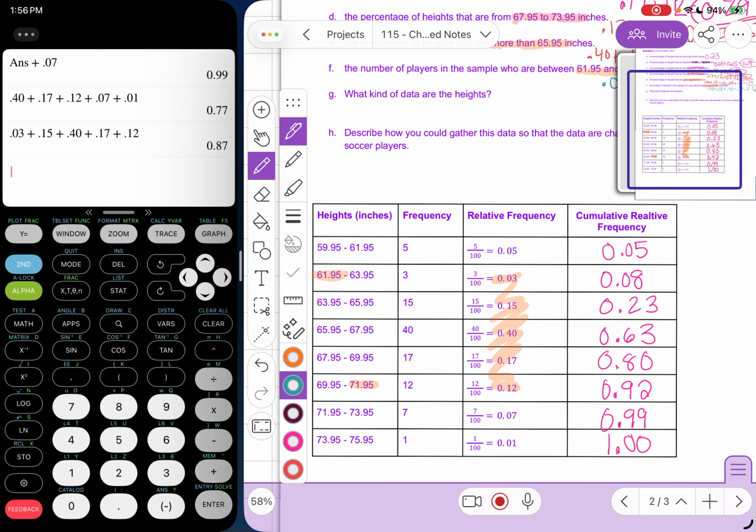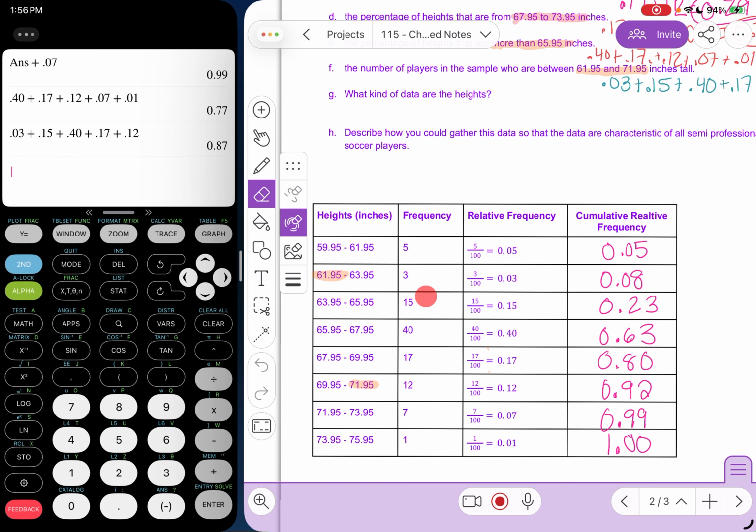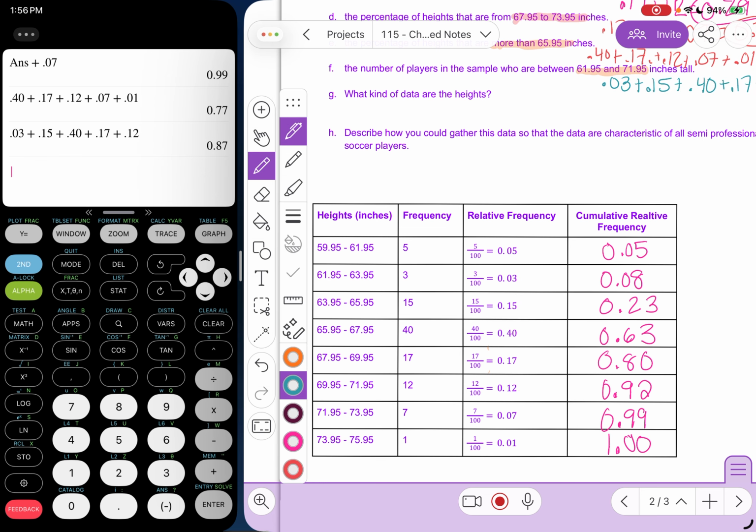All right. Now it says, what kind of data are the heights? So they're numbers. So we're going with quantitative. And there's all kinds of decimal points. It's height, so it's measurement. So that means it's continuous.